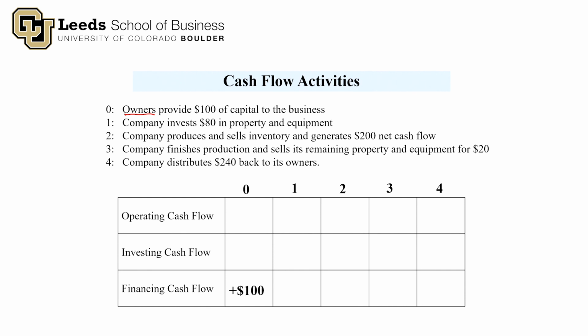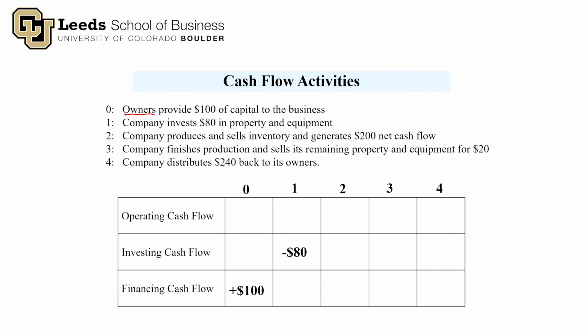In period 1, the company is going to take that $100, and they're going to invest in productive assets. They're going to invest 80 of it into property and equipment. And that property and equipment will eventually be used to produce and sell inventory. But right now, we're just in period 1, all we're doing is investing in that equipment. So when we pay $80 for the equipment, it's a cash outflow. It occurs in period 1. We're investing in a long-lived asset, and so that is an investing cash outflow in period 1.